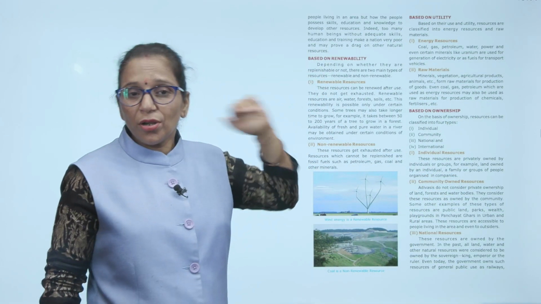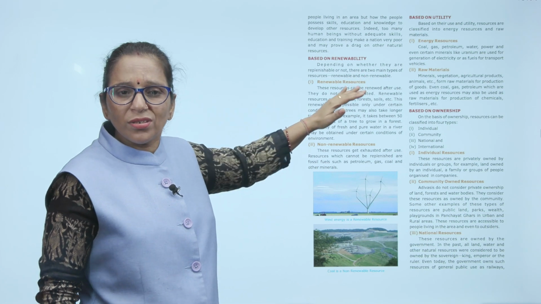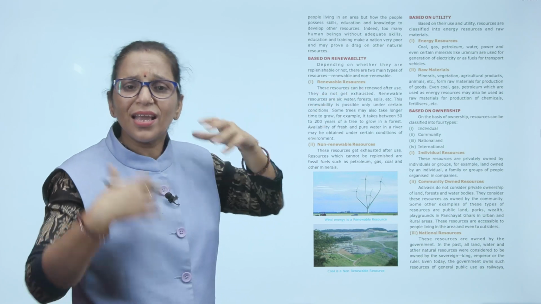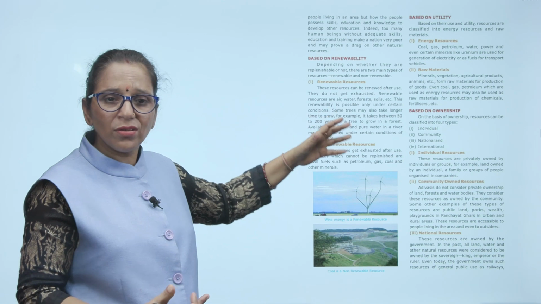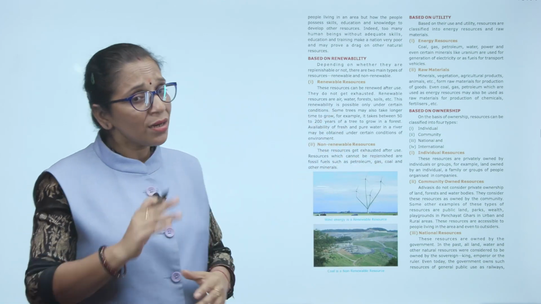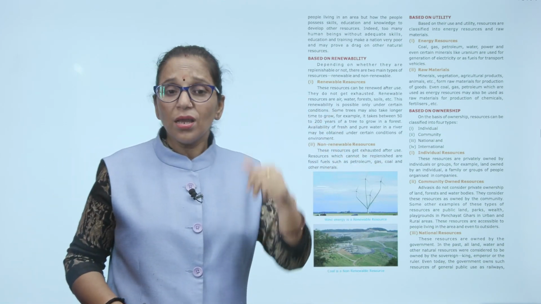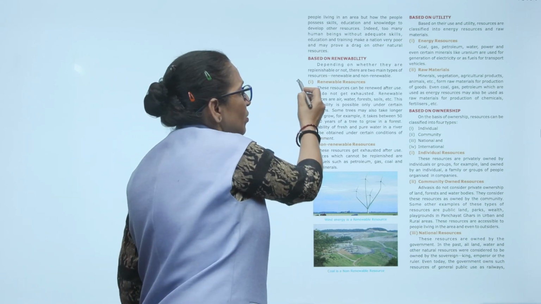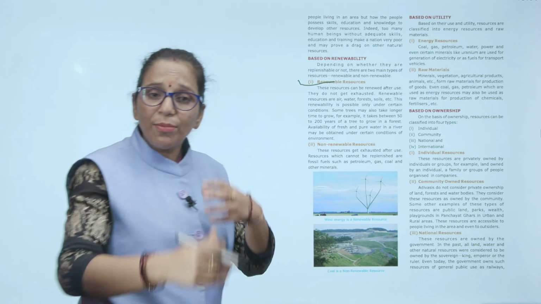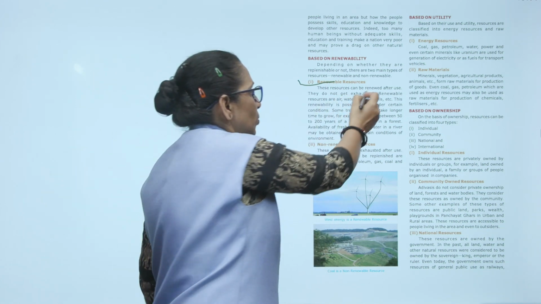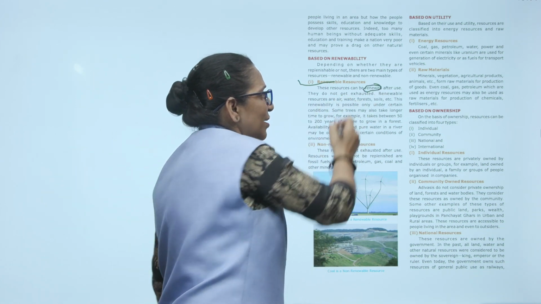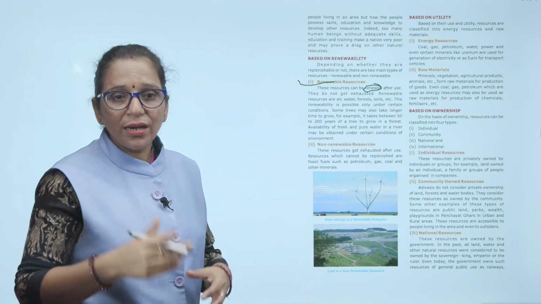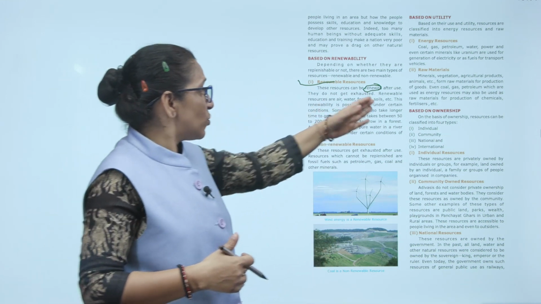Now, based on renewability, after origin we are going to discuss renewability, or you can say exhaustibility. On the basis of exhaustibility or renewability, we can classify the resources into two types: renewable resources and non-renewable resources. Renewable resources are those resources which can be renewed after use. They are not going to exhaust. For example, air, water, forest, soil, etc.